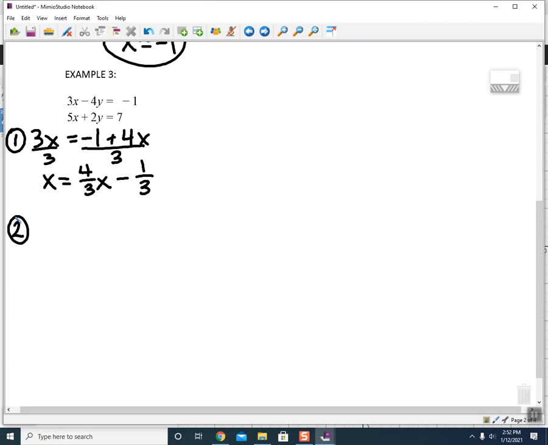Step number 2. Okay, I'm going to take my x equals 4/3 x minus 1/3, and plug it into my equation. So I would have 5 times 4/3 x minus 1/3 plus 2y. Oh, I did this wrong the other day too. Hold on.